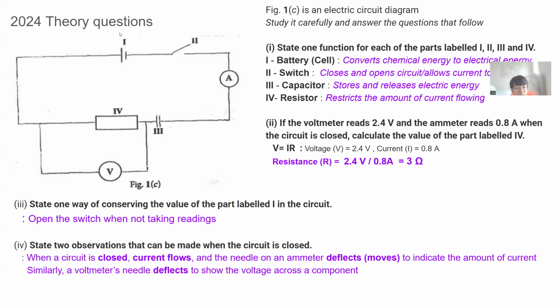So what is 1 over here? Does anyone know? This is the battery. That's right. It's a cell, and it converts chemical energy to electrical energy. Number 2 is a switch, and it closes and opens circuits. And 3 over here, we just learned, is a capacitor. It stores and releases electric energy really quickly. 4, always remember this box is a resistor.